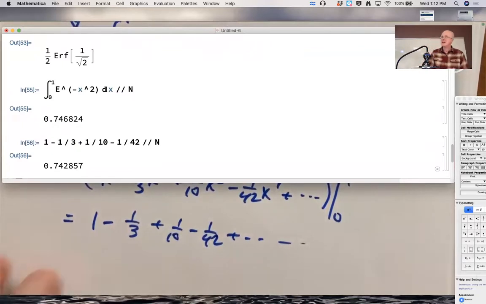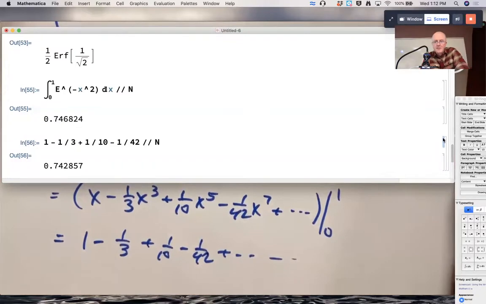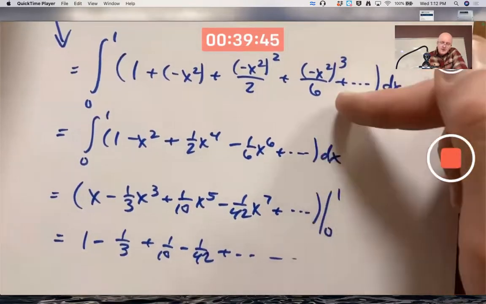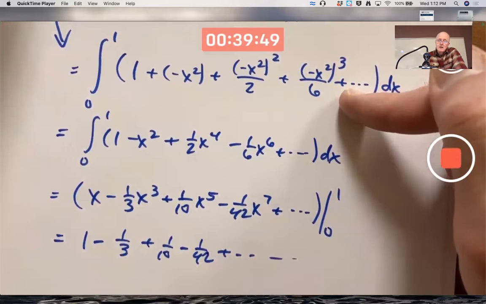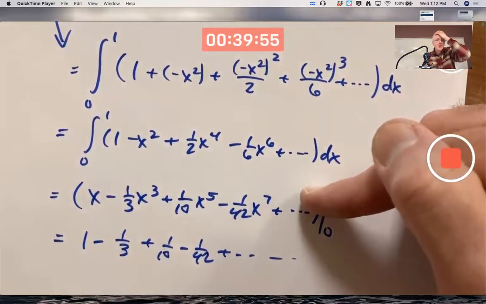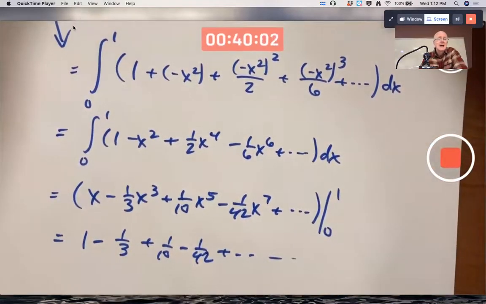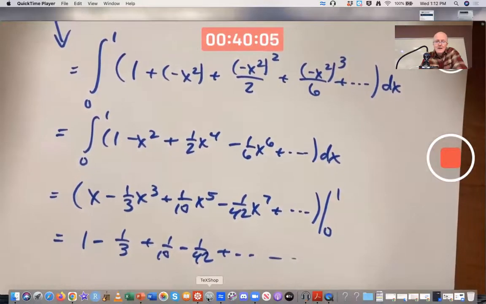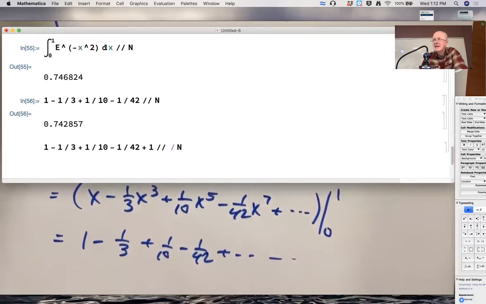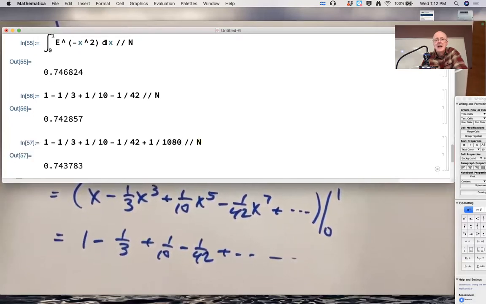If I want a better approximation, I include more terms. Let's try including one more term. What would the next term be? I'd be integrating, what would it be? It'd be x to the 8th power over 5 factorial, over 120. So I get an x to the 9th power over 120 times 9. One over 120 times 9 would be 1080. It's closer, not as much closer as I expected.